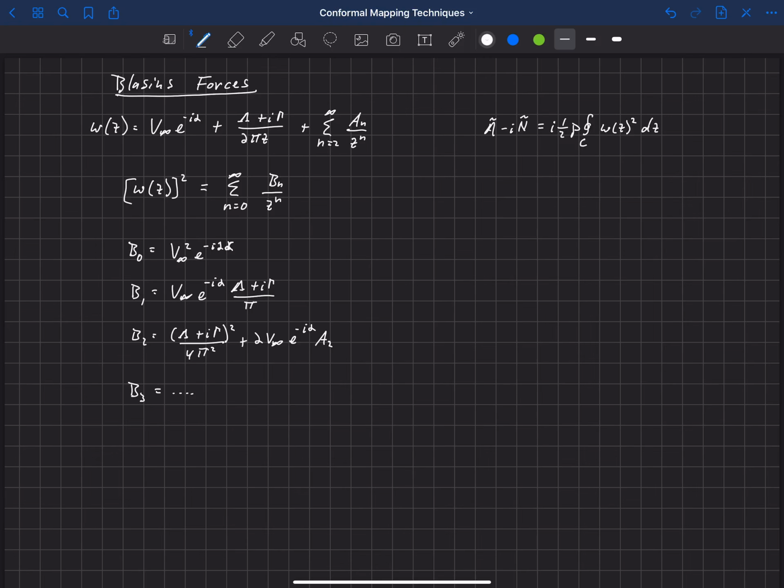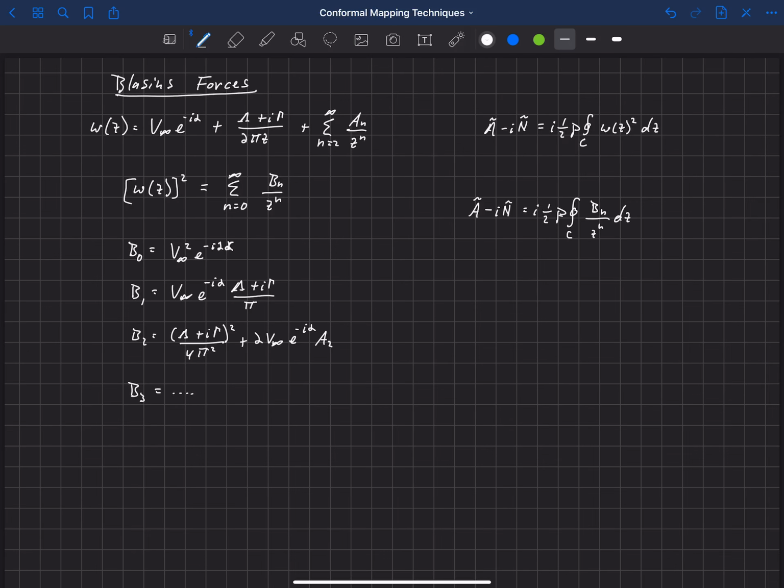Well, it turns out that when we plug this in, so let's just plug in this infinite series over here. So we have F_x minus i F_y is equal to i over 2 rho, the integral around the closed surface, and instead of this w'(z), now we're going to put in w'(z) squared, we'll put in this infinite series here. Okay, so we're going to integrate b sub n over z to the n dz.